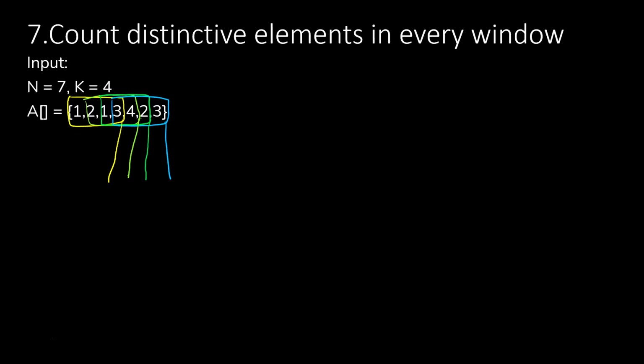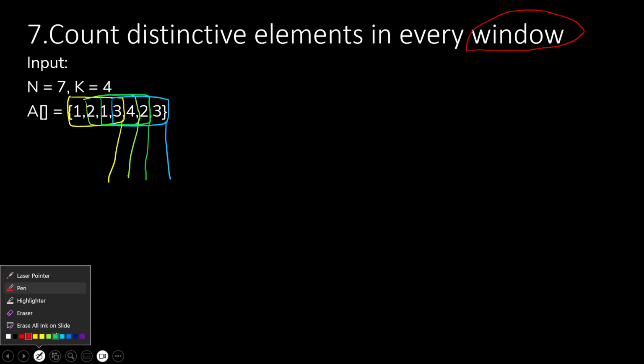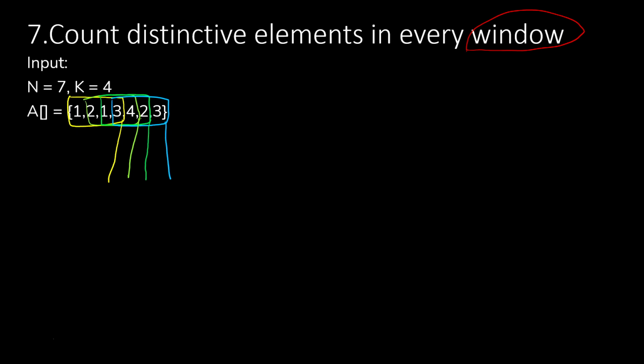Welcome to question 7. Count distinct elements in every window. By window we mean the k size. K value is 4 here and we have to make a size 4 window. How many windows can we make like that? We can make 4 windows in total.